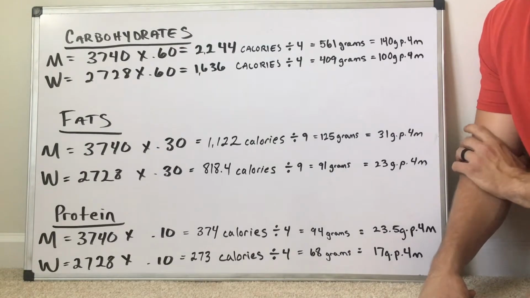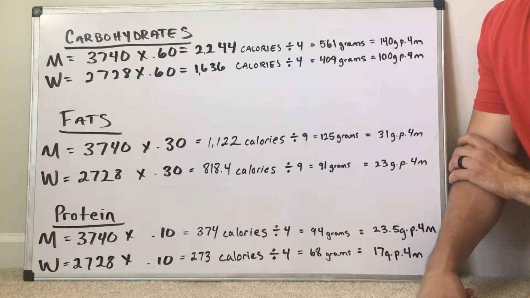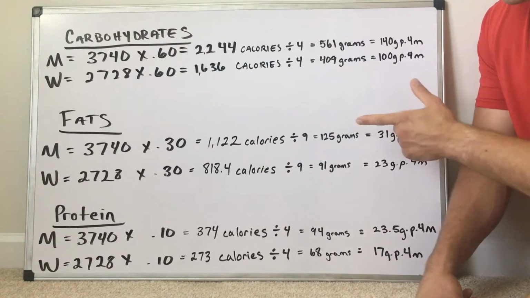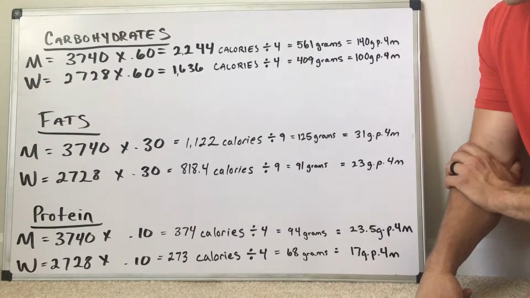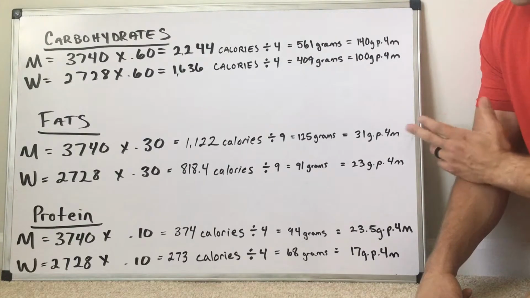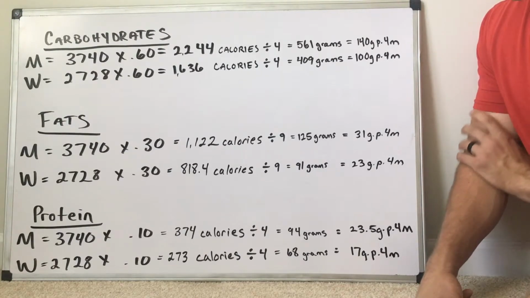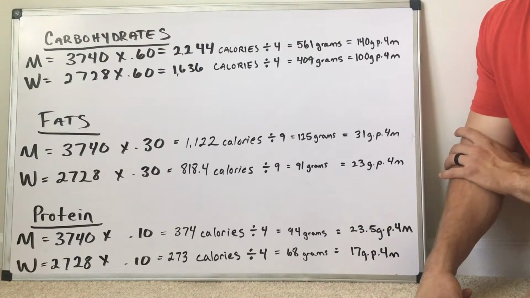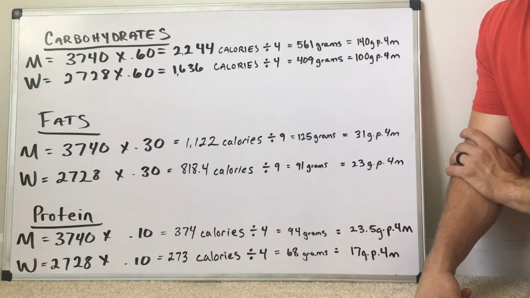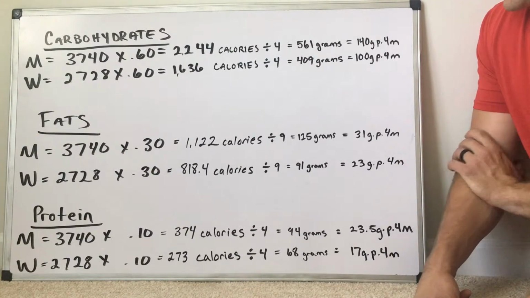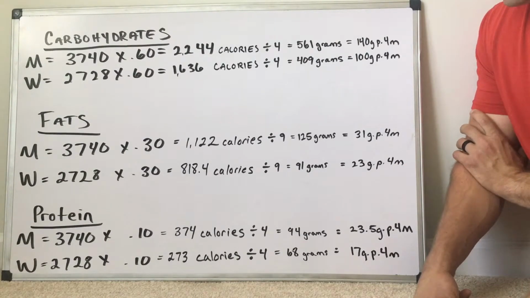For fats, we have men, 3,740 times 0.30, and that's going to be 1,122 calories. For fat, it takes 9 calories to burn 1 gram of fat, so it's 125 grams of fat per day, and dividing that by 4 is about 31 grams per meal. For women, it's 2,728 times 0.30, or 30%, equals 818 calories, or 91 grams of fats per day, and that's going to equal 23 grams per meal.